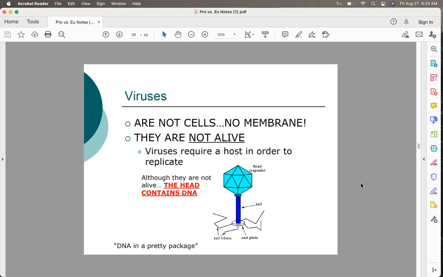It's just a protein and some DNA. It's not alive. It is not a cell. So please don't make that confusion. We will get a whole new unit on viruses later this semester.